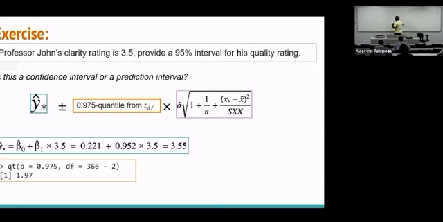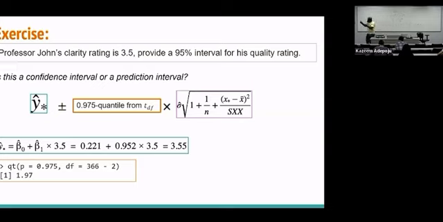Okay, so you're going to do alpha over 2 because we're talking about two tails, and alpha is 0.05, so it's 0.05 divided by 2. Then you're going to do 1 minus alpha over 2, that is 1 minus 0.05 divided by 2. That will give you 0.975. And that is why you're saying 0.975.